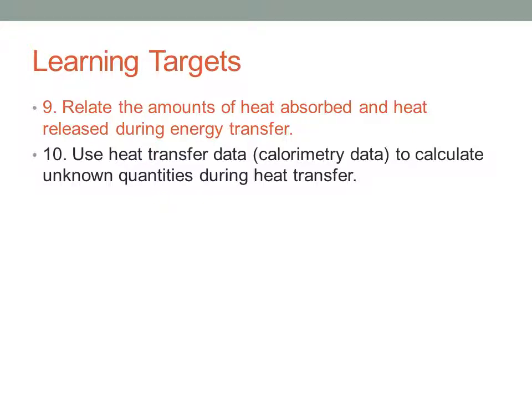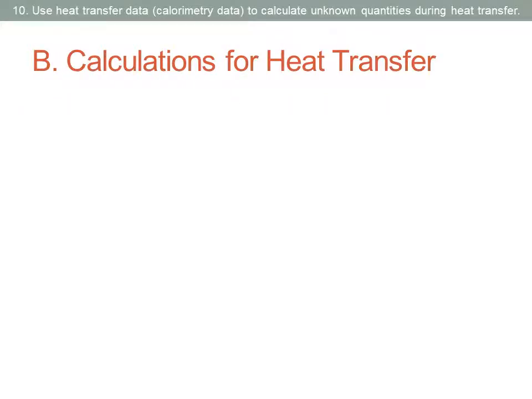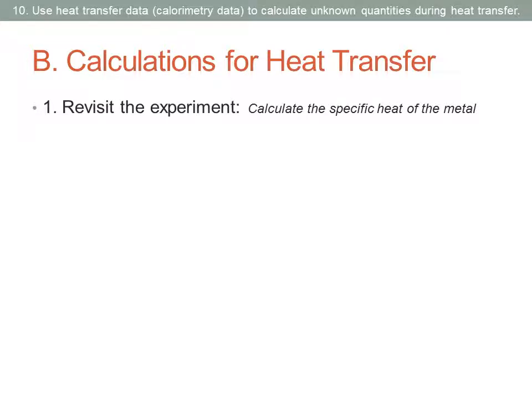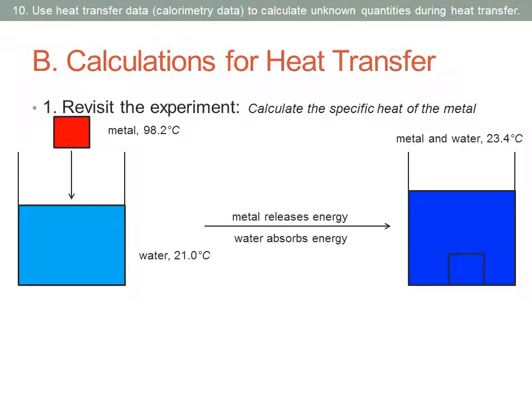Now we're going to use this idea in order to do some calculations to find unknown data. So let's just revisit that same experiment that we had in the first slide. We're going to try to calculate the specific heat of the metal. So just to review here, we have our metal. It's at an initial temperature of 98.2 degrees Celsius. The water's initial temperature we know, and then we can see that the two objects, the water and the metal, end at 23.4 degrees Celsius.